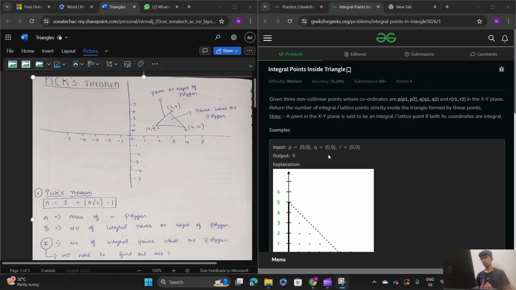And now we are in the coding part of this problem, integral points inside triangle. If you have not watched the logic part of this problem, please go and watch it. It will be easy for you to understand the coding part of this problem.